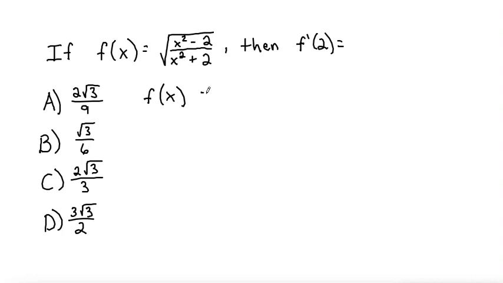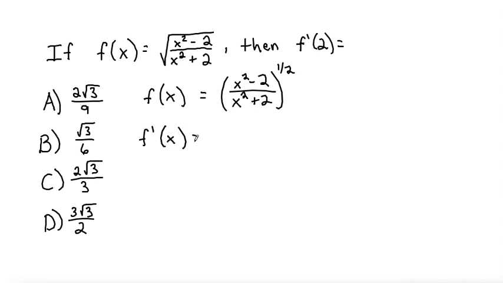So we can write it as f of x is equal to (x squared minus 2) over (x squared plus 2), all to the power of 1/2. So now to take the derivative, we're going to find f prime of x. The outside function is the power of 1/2. So using the power rule, we'll pull that down to the front, leave the inside function the same, and subtract 1 from our exponent to make that negative 1/2.